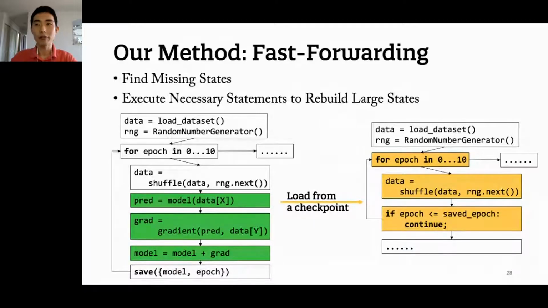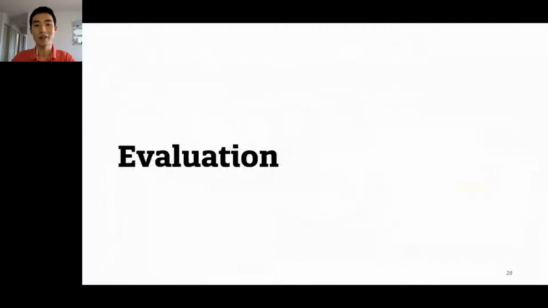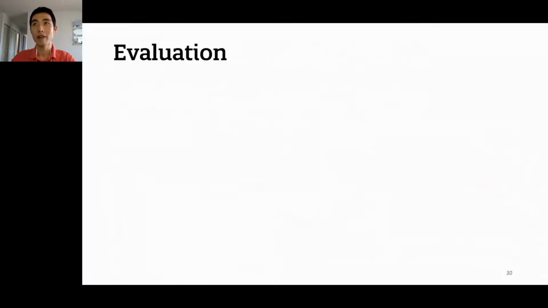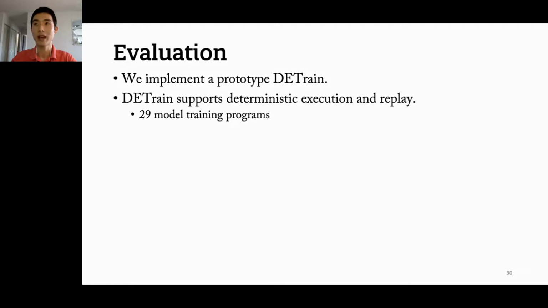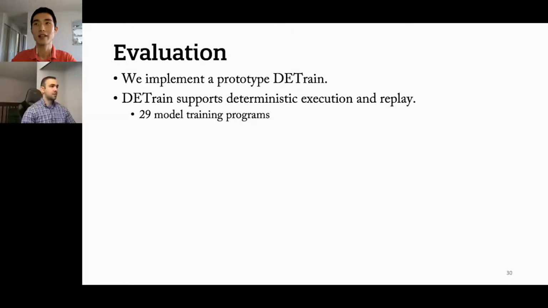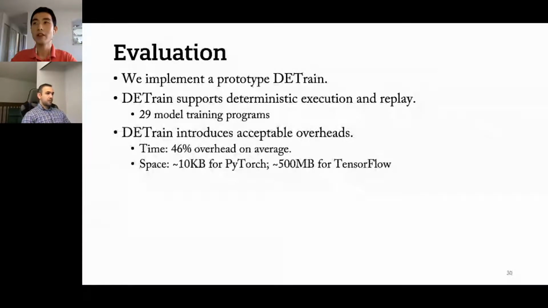Now I've introduced both parts of our system, and next I will talk about the evaluation part. To evaluate our method, we implemented it in a prototype called DE-train. We validated it on 29 model training programs and made sure that it can support deterministic training from the checkpoint. Then we measured the overhead introduced by DE-train. On average, it's 46% slower than the original program.